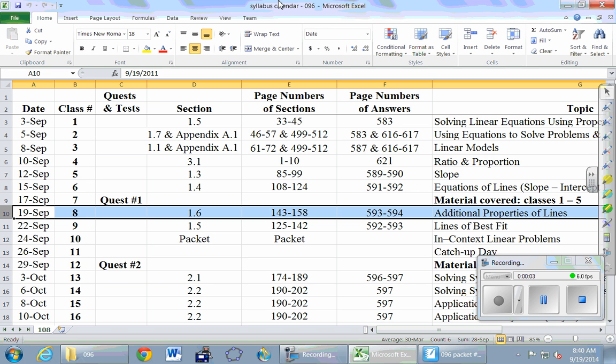Again, we're on page 38. We'll start with our quick look at the calendar. We just took our first quest. I'll give it back at the end of class today. We start a new topic, additional properties of lines, today.